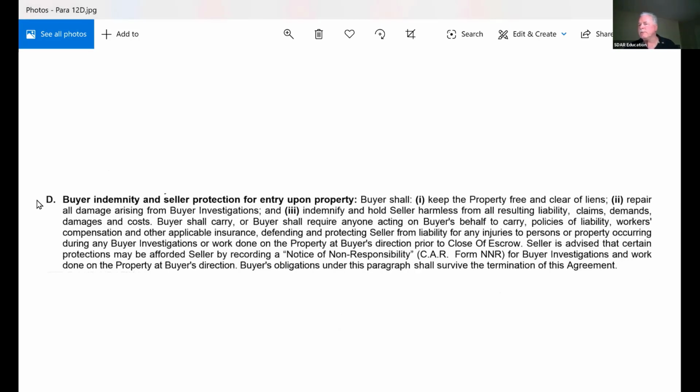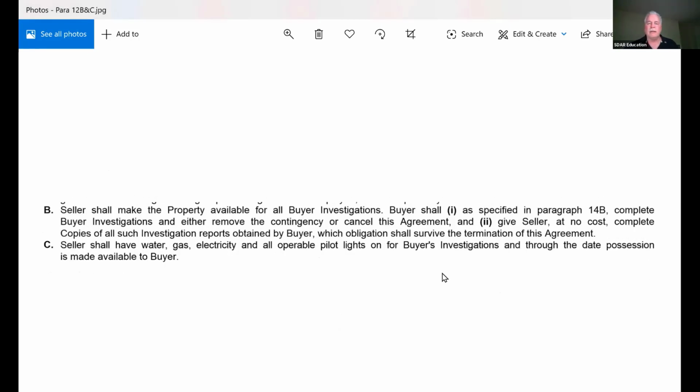Oops, got two more little things to cover here. So, okay. If you got a question, ask me because this is important stuff. Seller shall make the property available for all buyers and investigations. And by the way, that includes if you've got a tenant in the property and the tenant's not cooperating. You might be tacking on to the amount of time that the buyer has to do their investigations because of the tenant's difficulty maybe in working. I've had sellers be difficult, so it just happens.